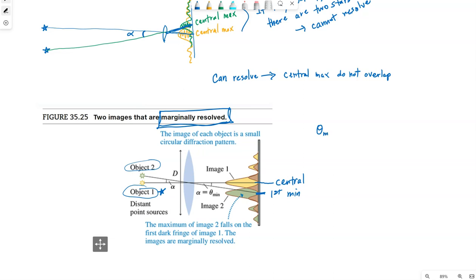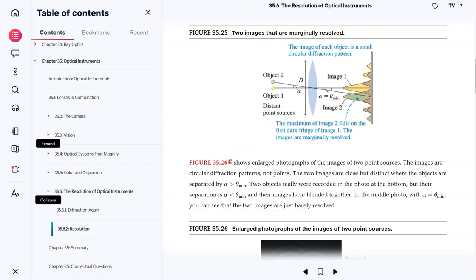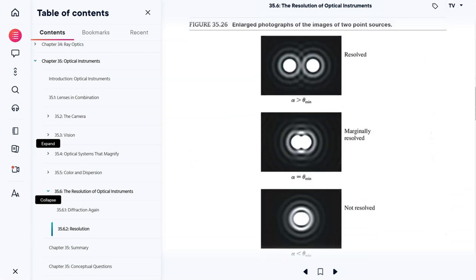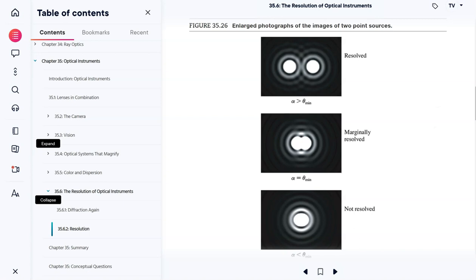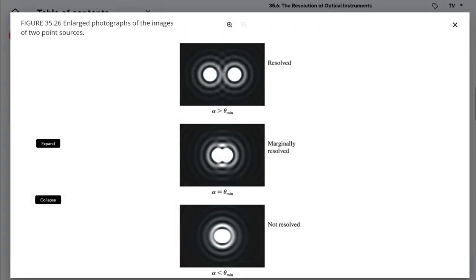Now, going back to the circular diffraction pattern, this minimum angle was 1.22 lambda, wavelength, over D, diameter. Here, diameter means the diameter of the lens. If the angle alpha is equal to this, then we get this situation that we say is marginally resolved. What that looks like, I'm realizing I can just go to the textbook. Here we go. These are photographs of two point sources of light. This top situation is when they are resolved.